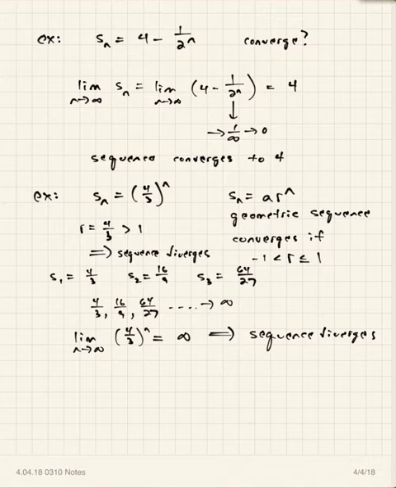All right, so basically if you have a sequence and you have the nth term of a sequence, look at the limit as n goes to infinity of the nth term of that sequence. If the limit exists, the sequence converges. If the limit does not exist, or it's equal to positive or negative infinity, then the sequence diverges.